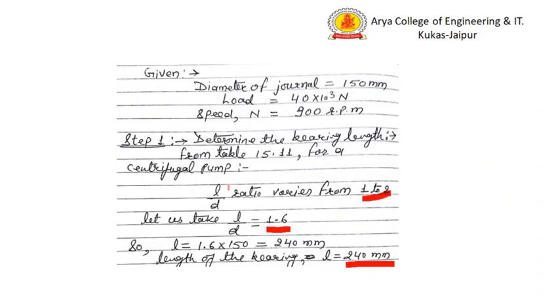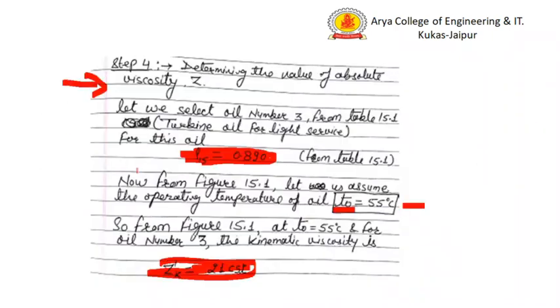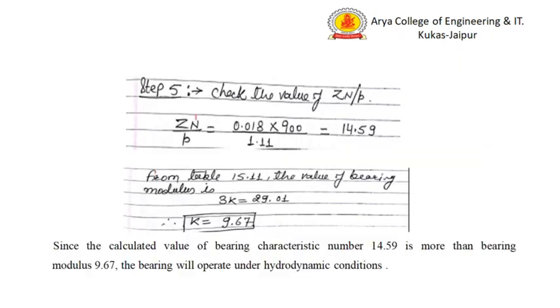Now step number 5. Step number 5 is to find Zn by P. Zn by P is the bearing characteristic number. Here we calculate the Zn by P value. We know Z is 0.018, N is 900 RPM as given, and the pressure we calculated in step 1 is 1.11 Newton per mm square. So this value comes to 14.59.